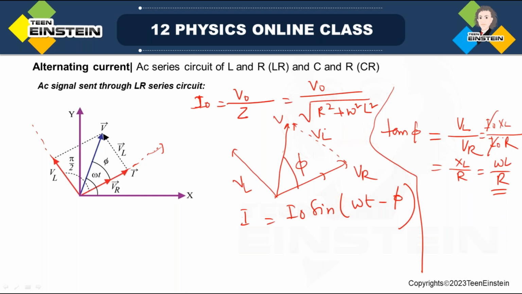I'll just summarize what we have got. We have the amplitude of the current, that is V0 by Z. V0 is the amplitude of the supply voltage, and Z is the impedance in the circuit. Z is the square root of R square plus omega square L square. And if the resultant voltage is making an angle phi with the current, then tan phi is equal to VL by VR. VL is I0 XL and VR is I0 R, where I0 is the amplitude of the current. We can just strike them out. So XL by R, that is omega L by R.